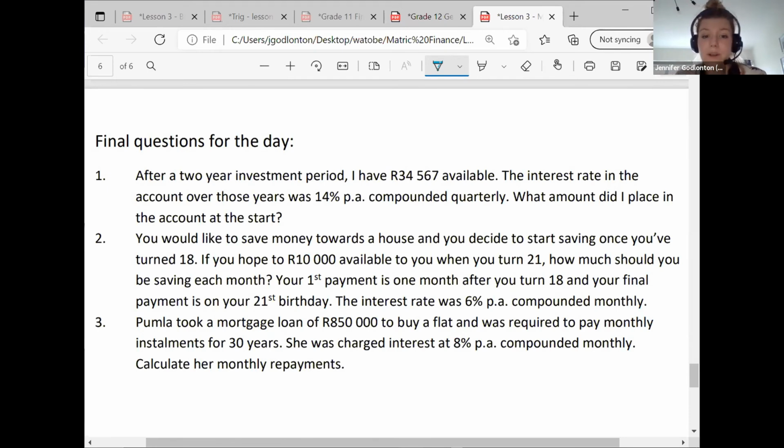Question 3, Pumla took a mortgage loan of 850,000 Rand to buy a flat and was required to pay monthly installments for 30 years. She was charged interest at 8% per annum, compounded monthly. Calculate her monthly repayments. Okay, so I want you all to have a look at these 3 questions. You need to start deciding which formula you are going to use for each of them, find out your important values, and then we're going to chat about those different things as we go down. So everyone should at least be comfortable with 1. Everyone needs to give 1 a try for me.